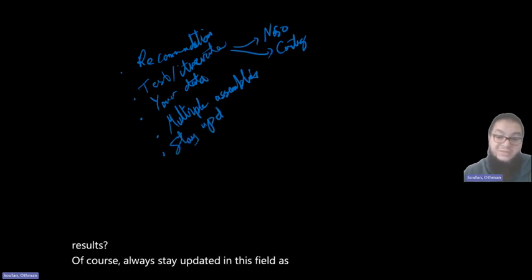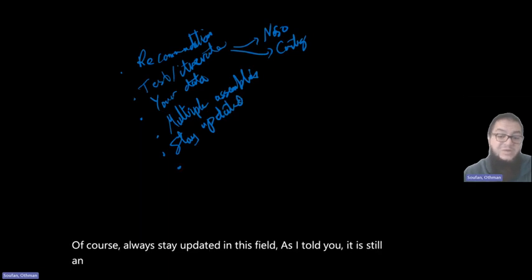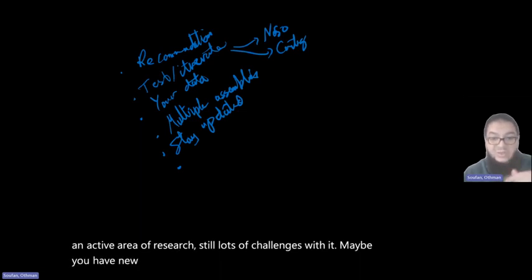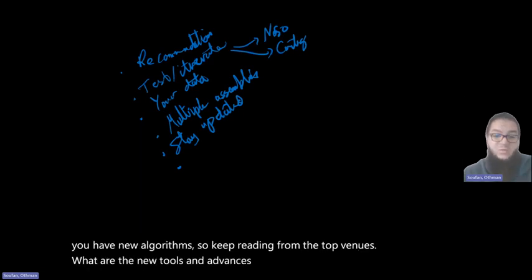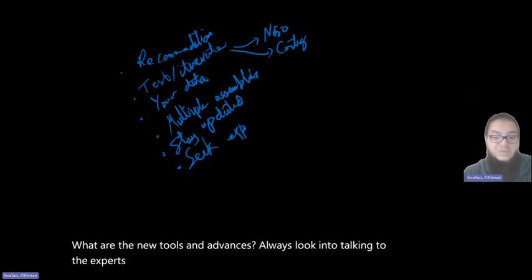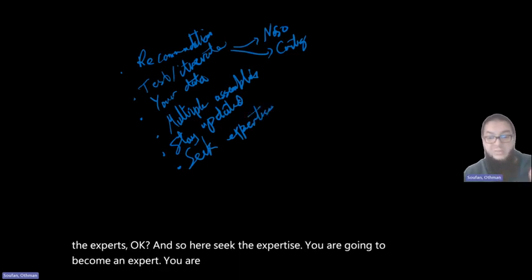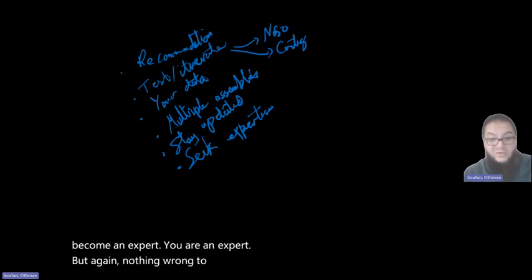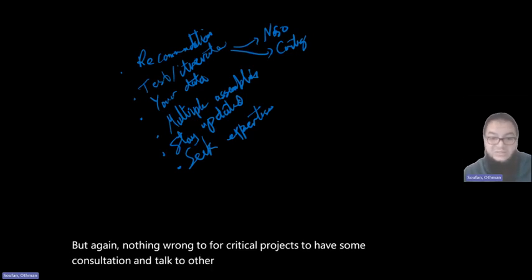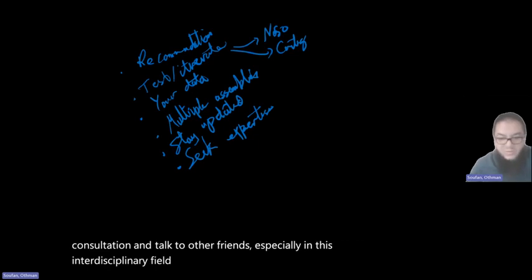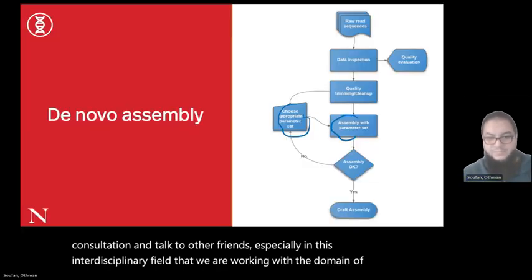Of course, always stay updated in this field. As I told you, it is still an active area of research. Still lots of challenges with it. Maybe you have new algorithms, so keep reading from the top venues. What are the new tools and advances? Always look into talking to the experts, okay? And so here, seek the expertise. You are going to become an expert. You are an expert. But again, nothing wrong for critical projects to have some consultation and talk to other friends, especially in this interdisciplinary field that we are working with, the domain of bioinformatics.